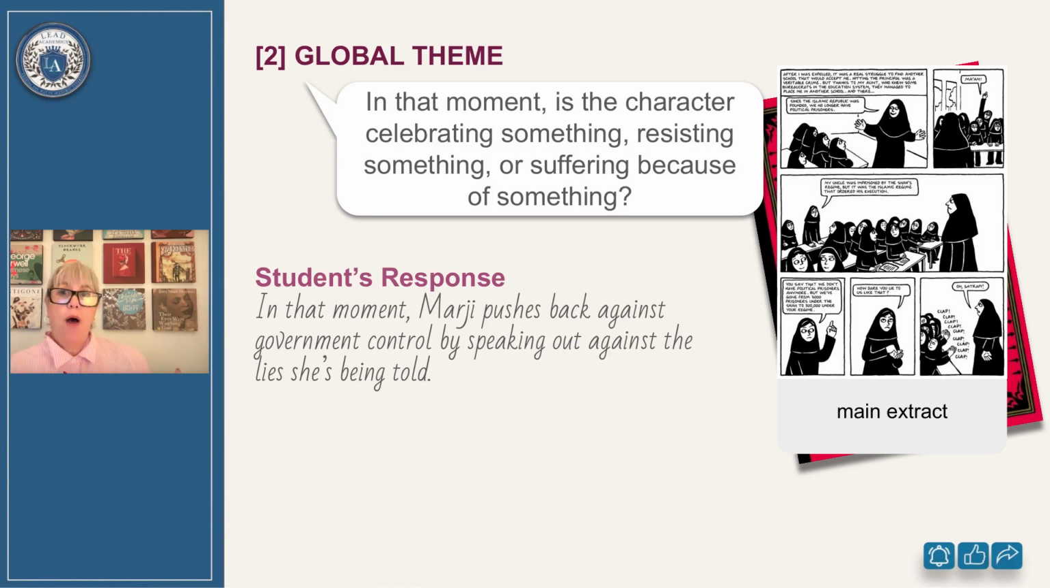So my student's response to this question is that in the moment, Marji pushes back against the government control by speaking out against the lies she's being told. So she's resisting. This detail, resisting the government, specifically and government control, pinpoints the field of inquiry, that global theme, to politics, power, and justice.